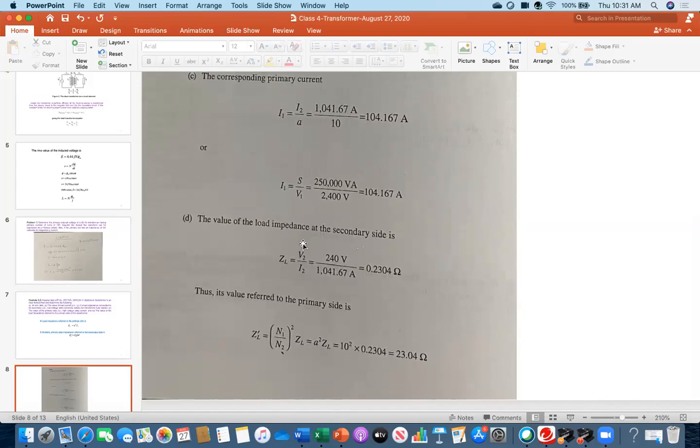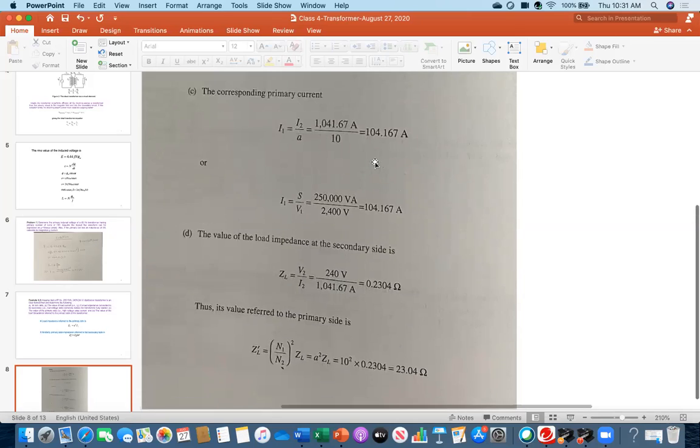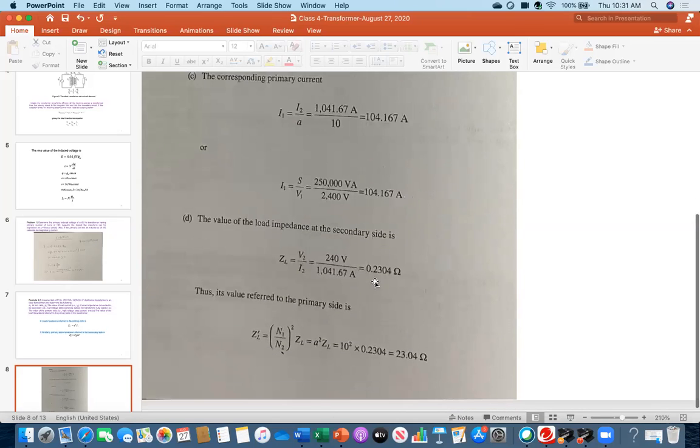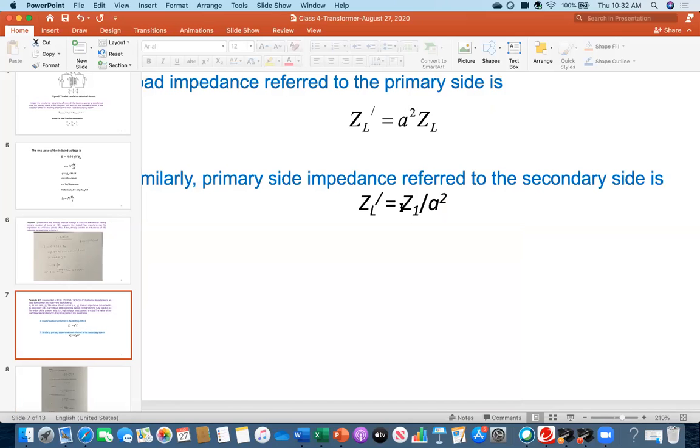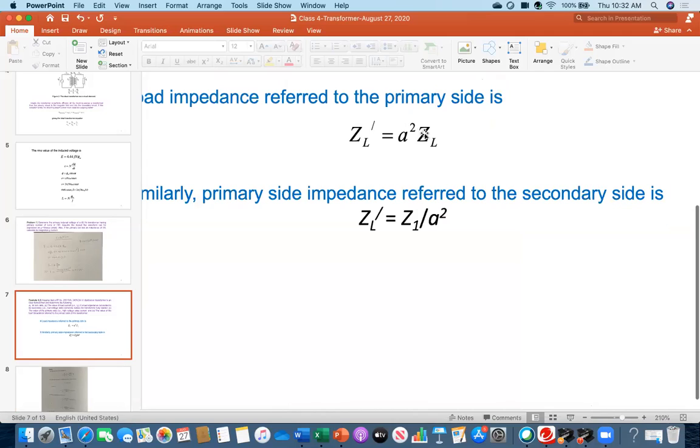So first of all, the load impedance is ZL = V2 over I2, because you will connect the load on the secondary side. I2 we already calculated here, so you are getting 0.230. But the actual question was, what is the value of the load impedance referred to the primary side? For that we are using this equation, ZL prime = A squared ZL.